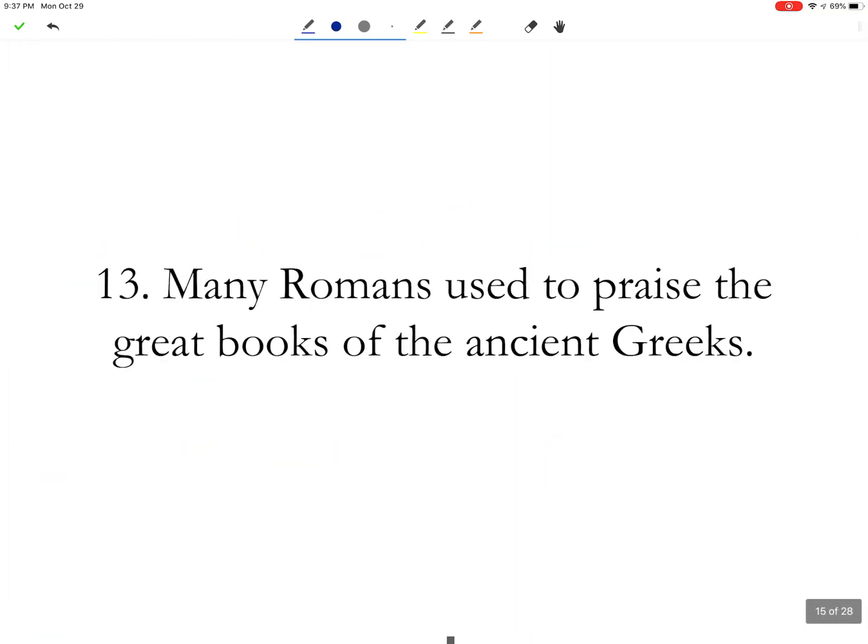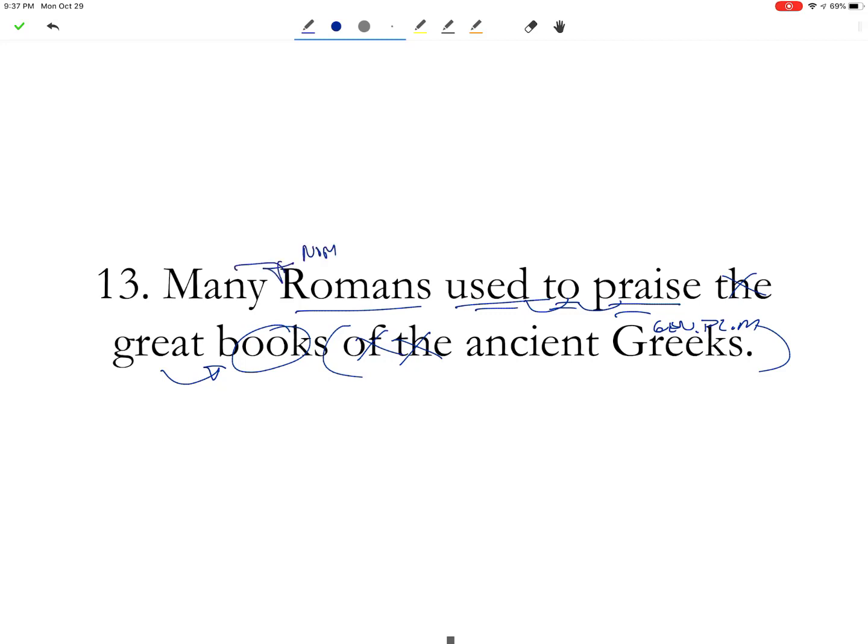13. Many Romans used to praise the great books of the ancient Greeks. Romans used to praise the books. What kind of books? The great books. We don't need to worry about a word for the. Of the ancient Greeks. There's none of these words. This is genitive, plural, masculine. So, many modifies Romans. This is nominative, plural, masculine.